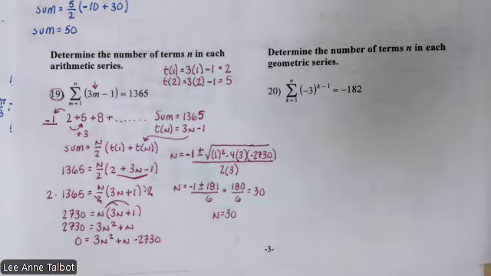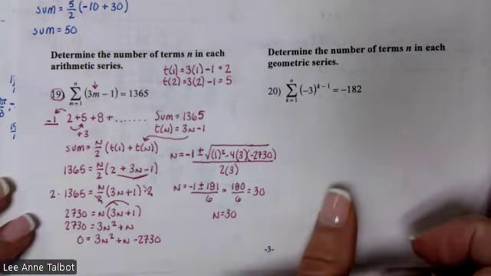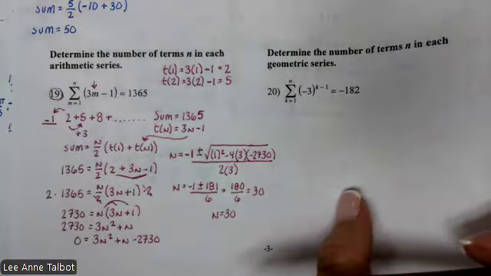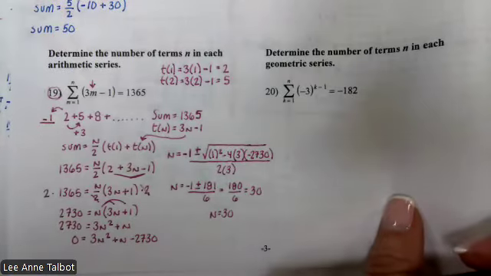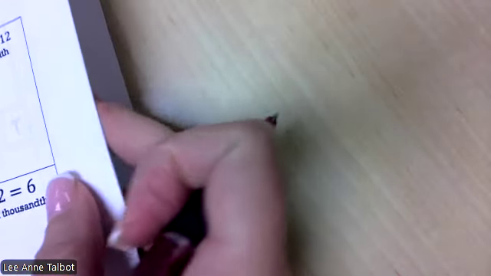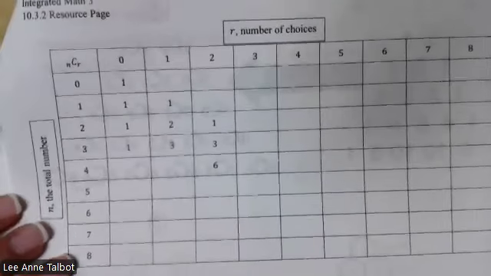Right. The first thing we're doing today is a resource page in your packet. And it has a big table at the top. It says like problem 151 or something. No, it does not. It says 10.3.2.